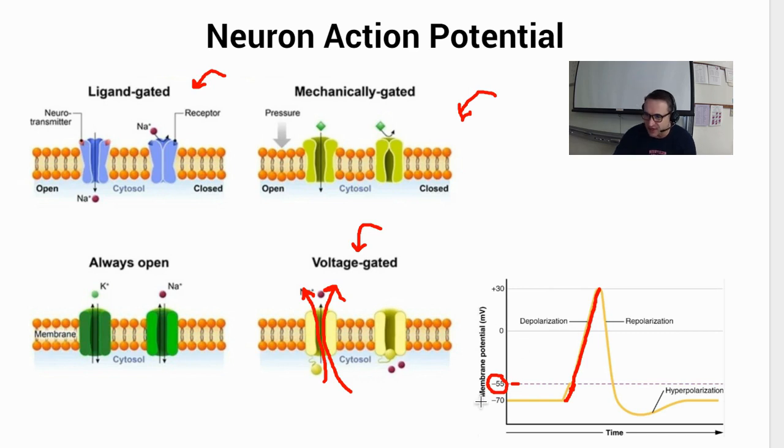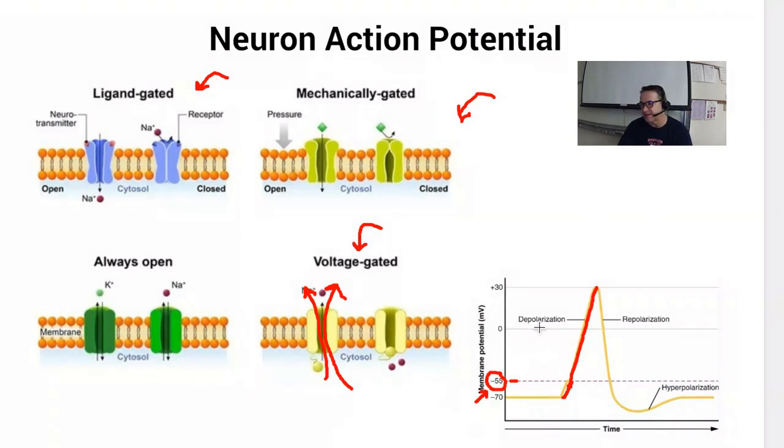It is reaching that threshold of negative 55 millivolts because enough of these mechanically gated or ligand gated channels allowed enough sodium or calcium to move in, reaching that magic number of negative 55 millivolts, causing the voltage gated sodium channels to open, which shoots up the polarity from the threshold of negative 55 all the way up to positive 30. Sometimes you'll see positive 40. It just depends on the neuron.